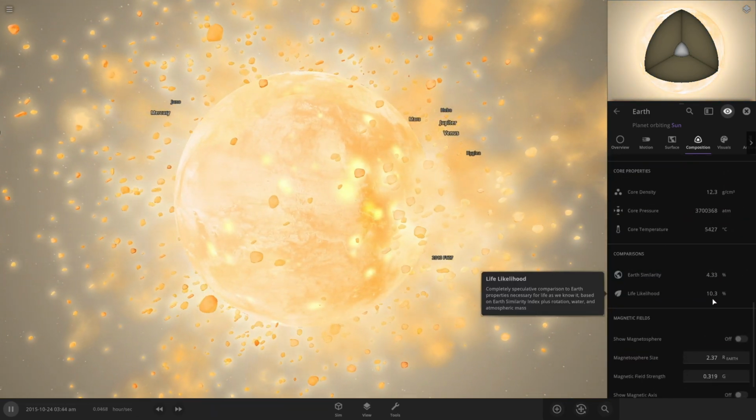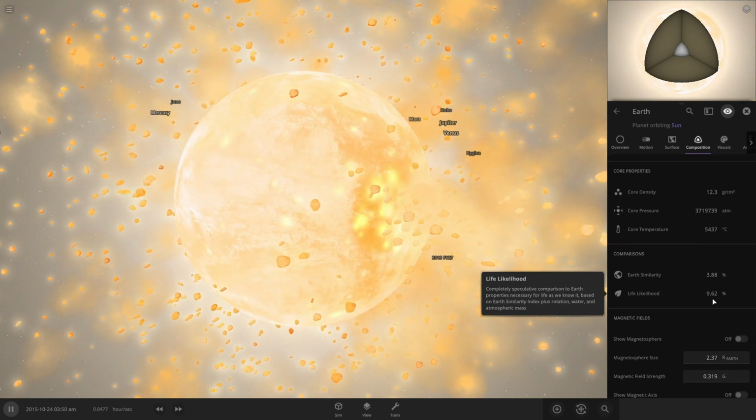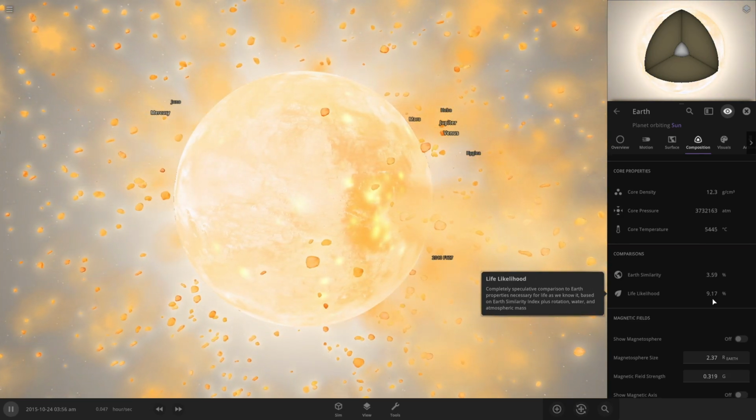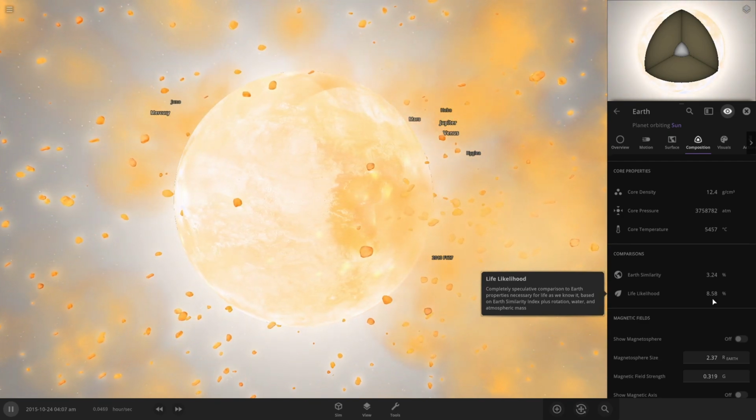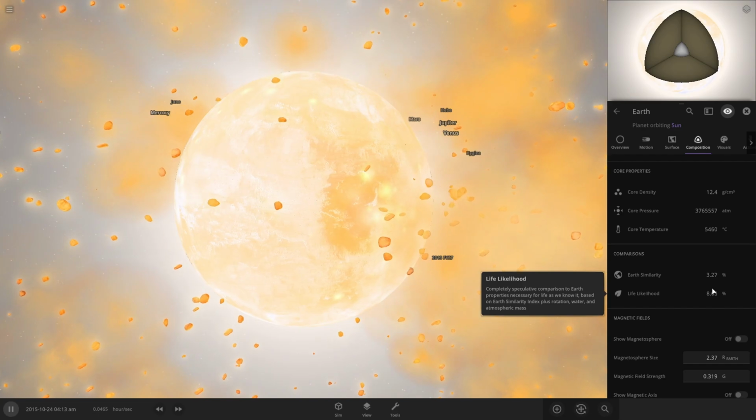And as you can see here, we have life likelihood over here, which shows what percentage of people might still be alive after the collision. And it seems to be dropping super fast. Wait, how is it going back up?